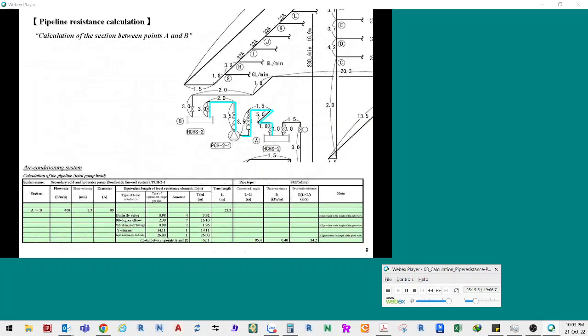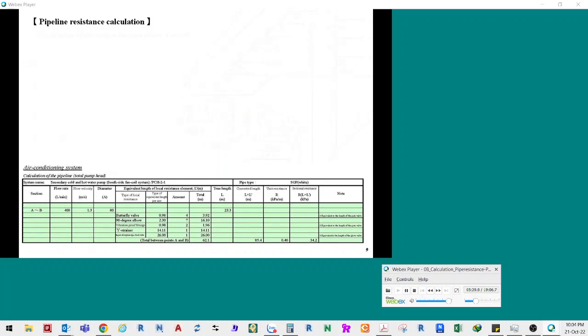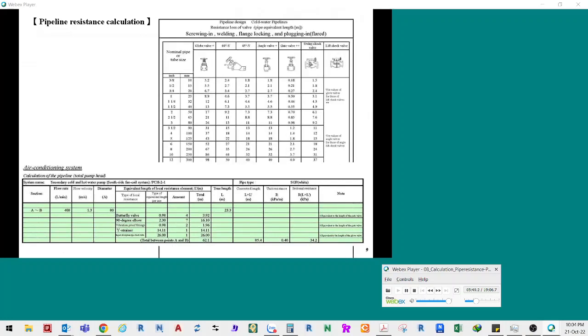The resistance of the section between A and B can be calculated as shown on the slide. The true length of the pipeline is the total length of the light blue lines shown in the isometric drawing. Use technical materials to determine individual equivalent lengths of local resistance elements while paying attention to the sizes and types of valves. The equivalent length of the butterfly valve is adopted for that of the gate valve.